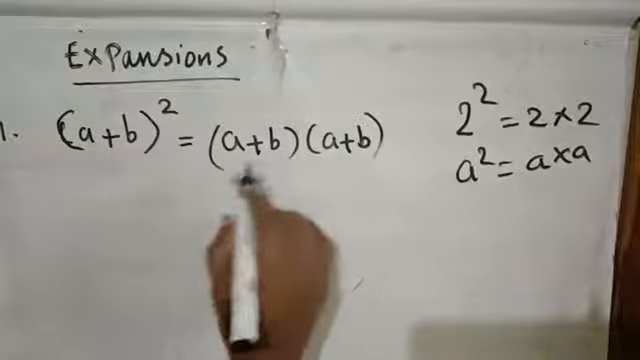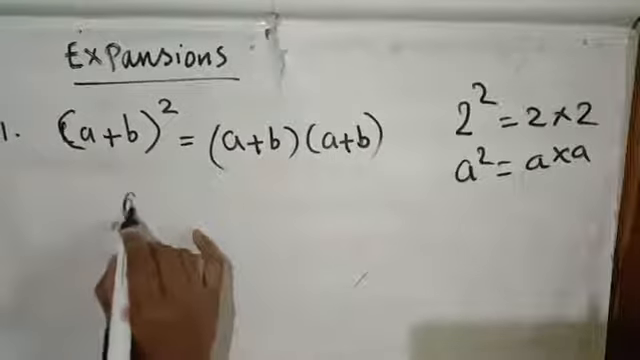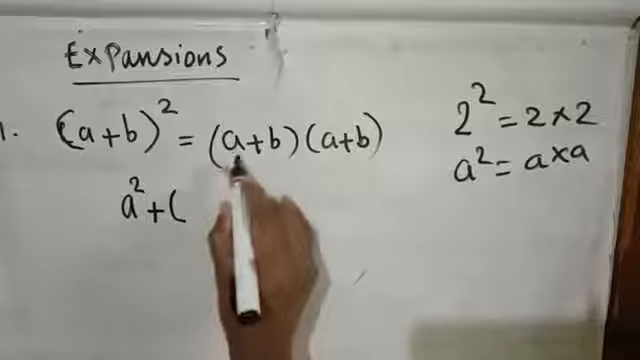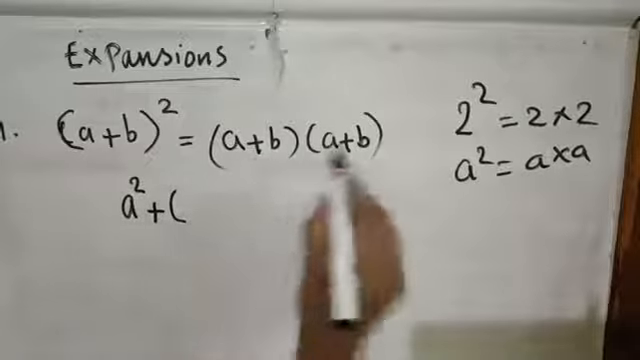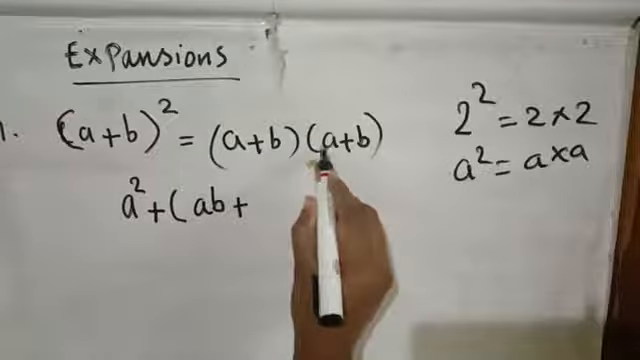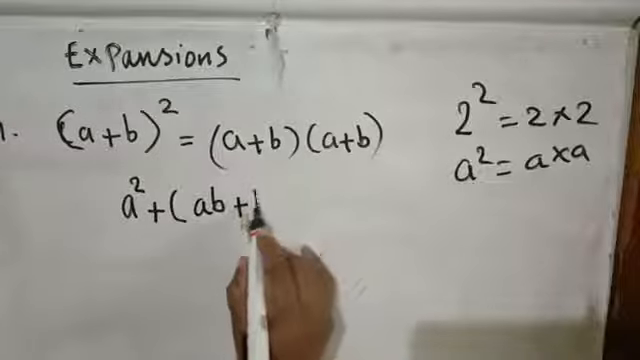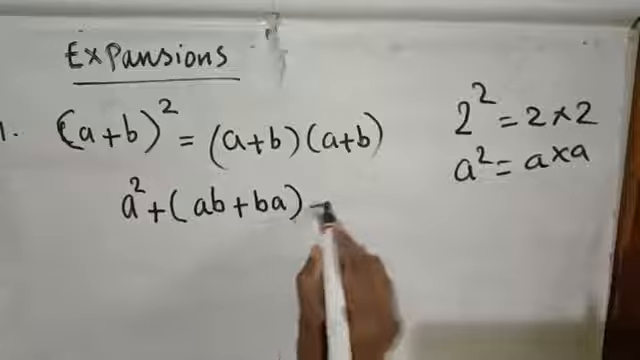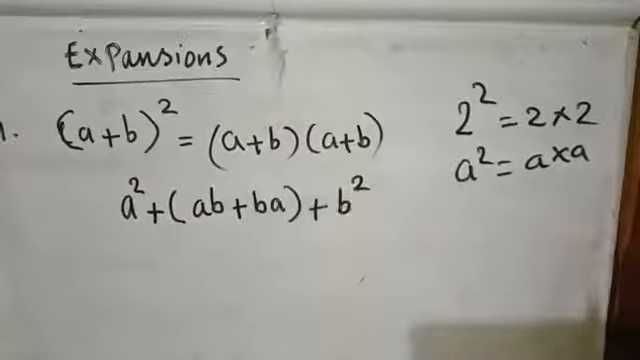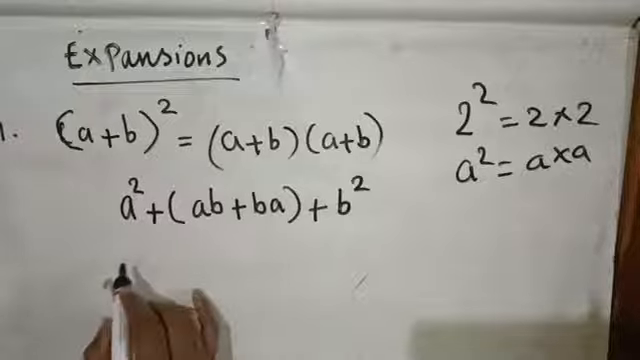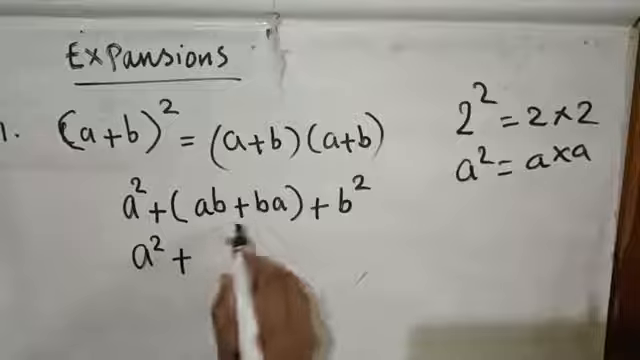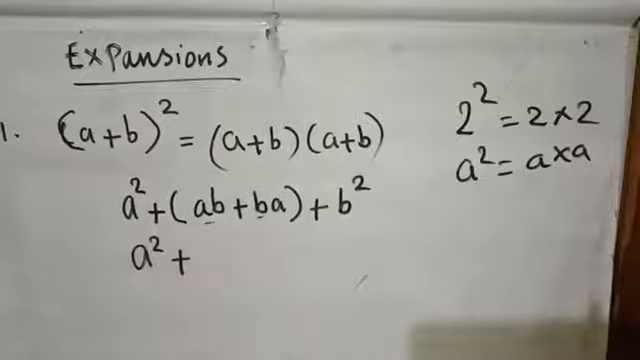Now how to multiply 2 terms? First term square plus outer terms. What is outer? Here a, here b. A into b plus inner term. What is inner term? B into a. Plus second term, here also b. B into b, b square, which is equal to a square plus AB and BA, both are same.